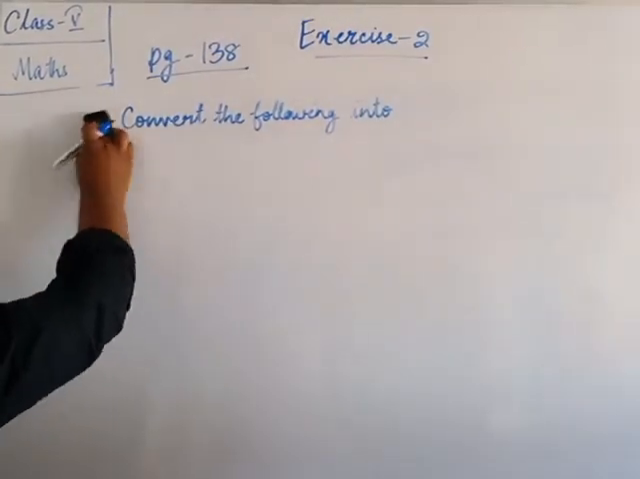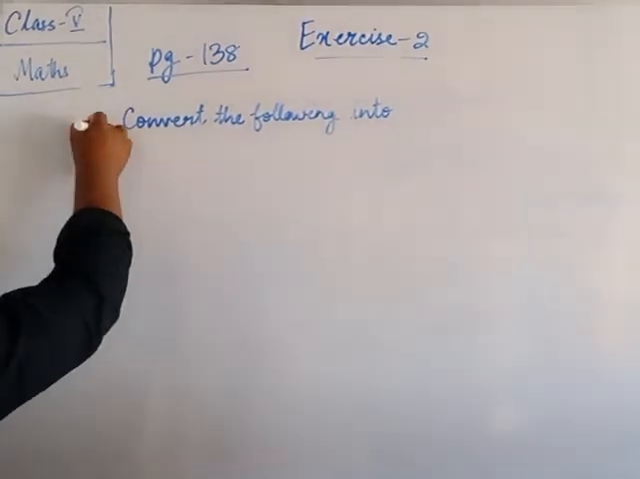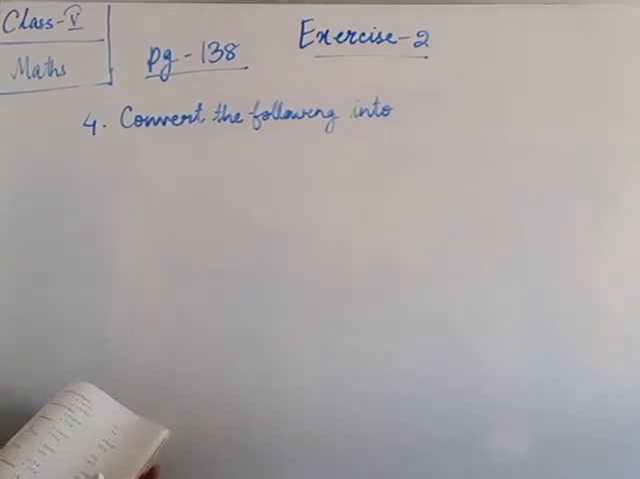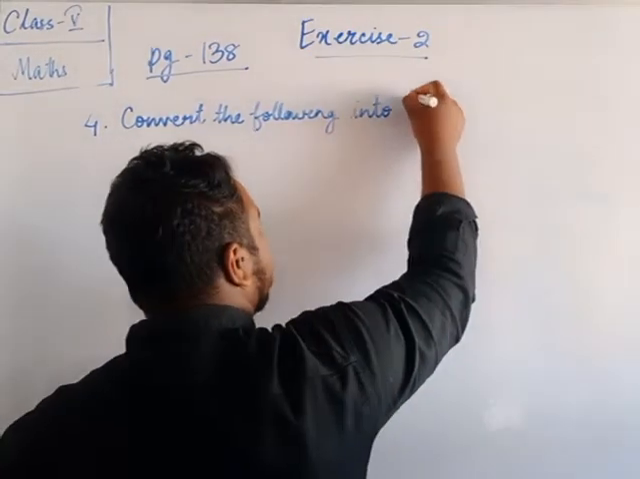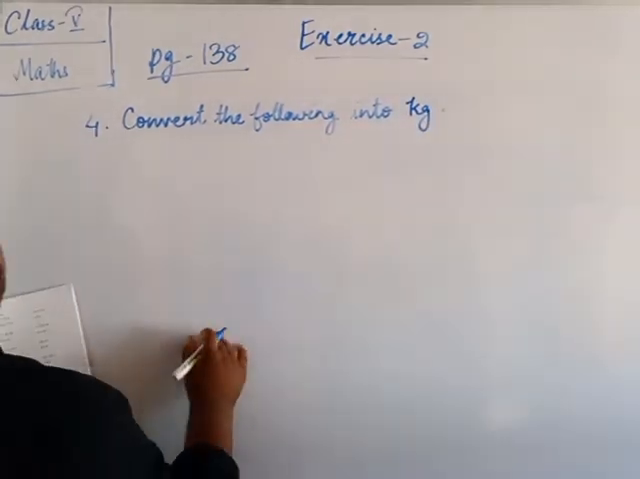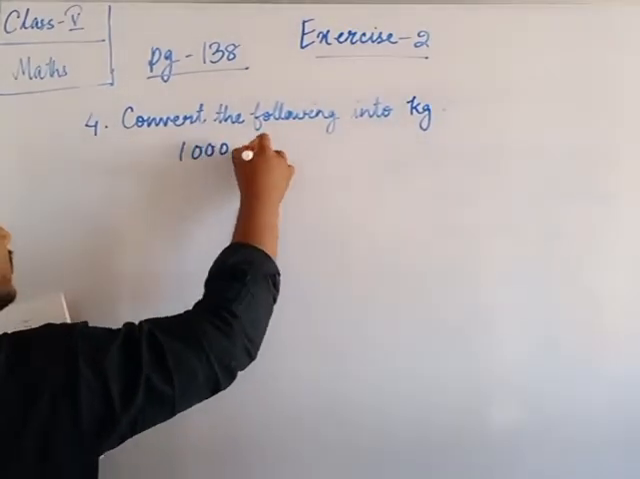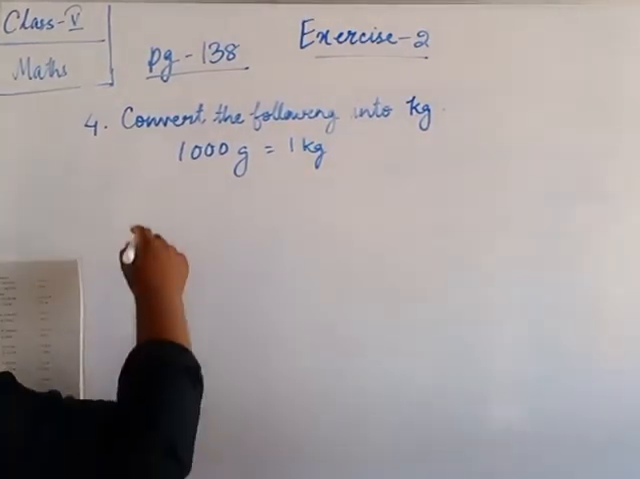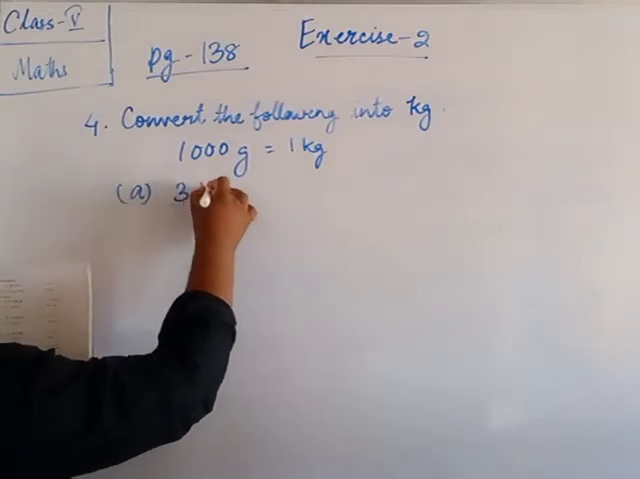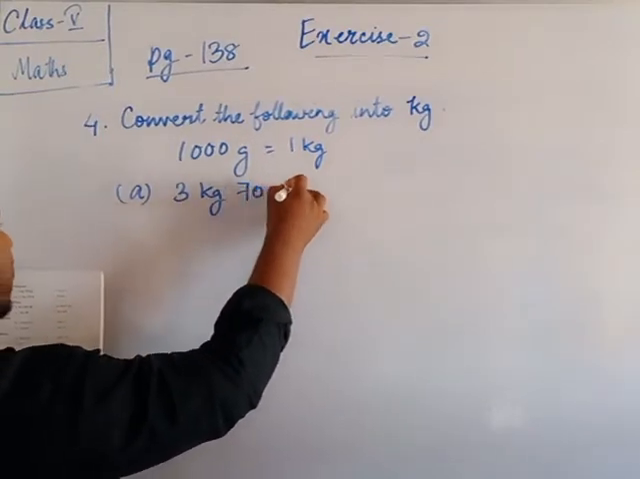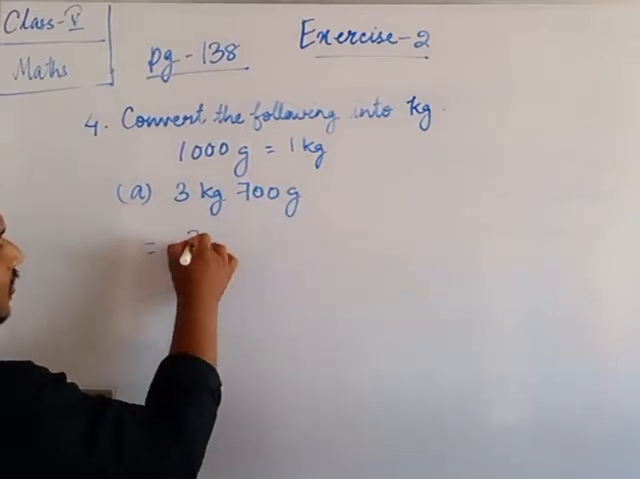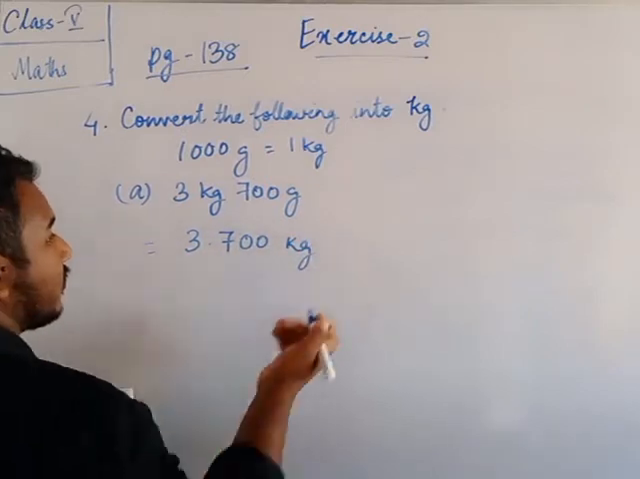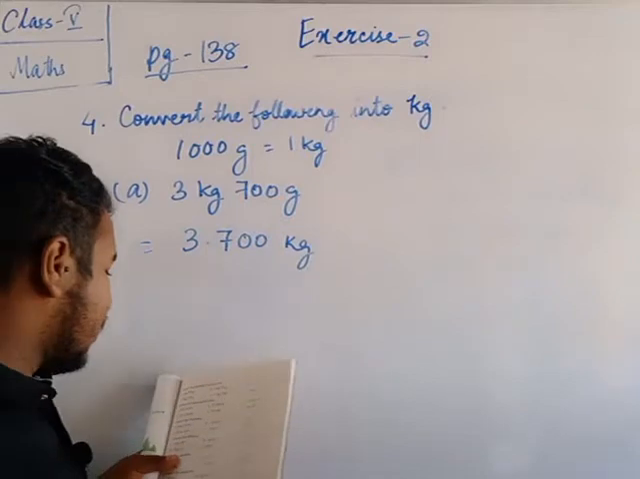Question number 4. Convert the following into kilogram. Remember, 1000 gram is equal to 1 kilogram. Look at question A, 3 kg 700 gram. Simple, 3.700 kilogram. Like this only you will do.